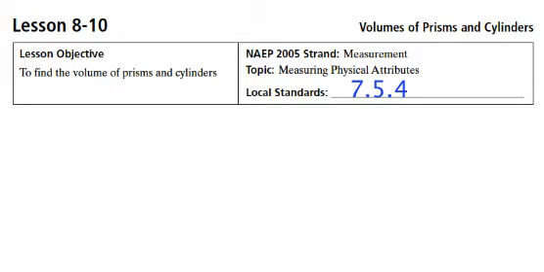Today's lesson is on volumes of prisms and cylinders. The Indiana Academic Standard is 7.5.4. We're going to be using formulas today, and we're going to look at those next.